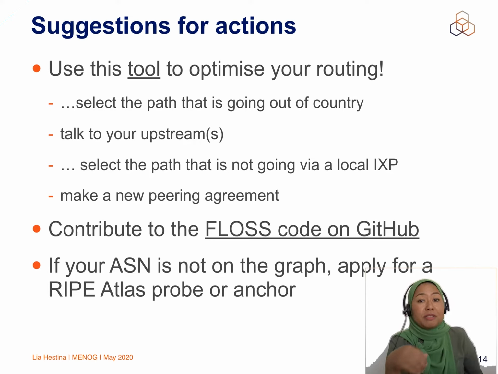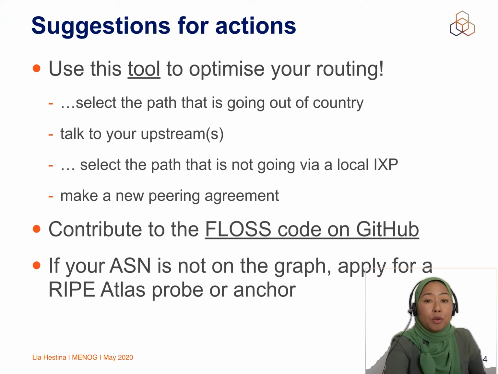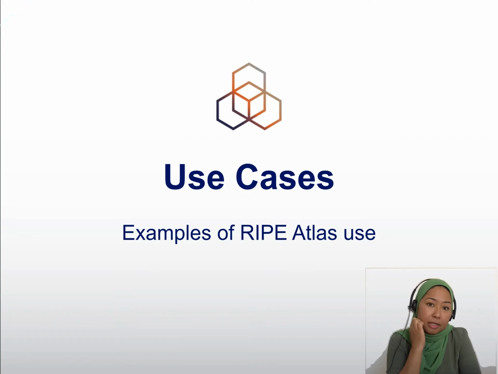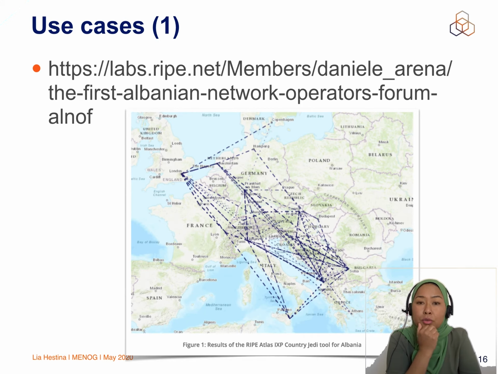Remember, it takes everyone's effort to create a healthy internet ecosystem for all. If your ASN is not on the graph, apply for a RIPE Atlas probe or an anchor. And now I will show you some use cases we've seen with this tool.